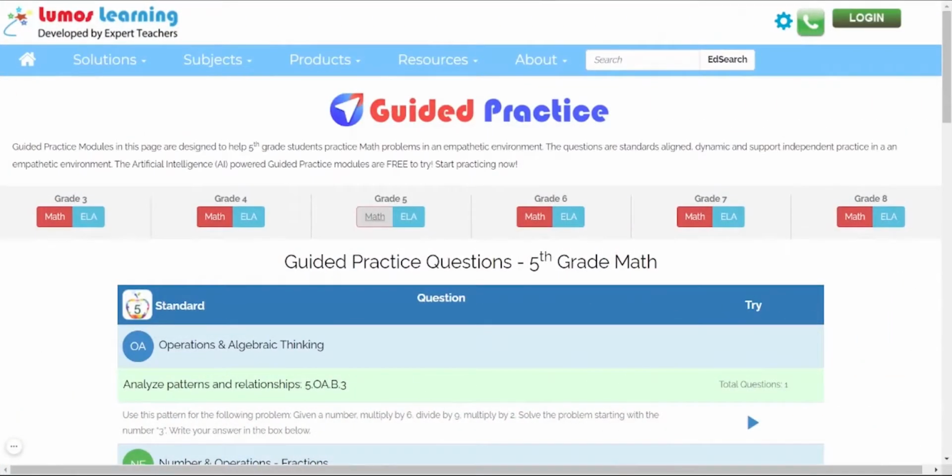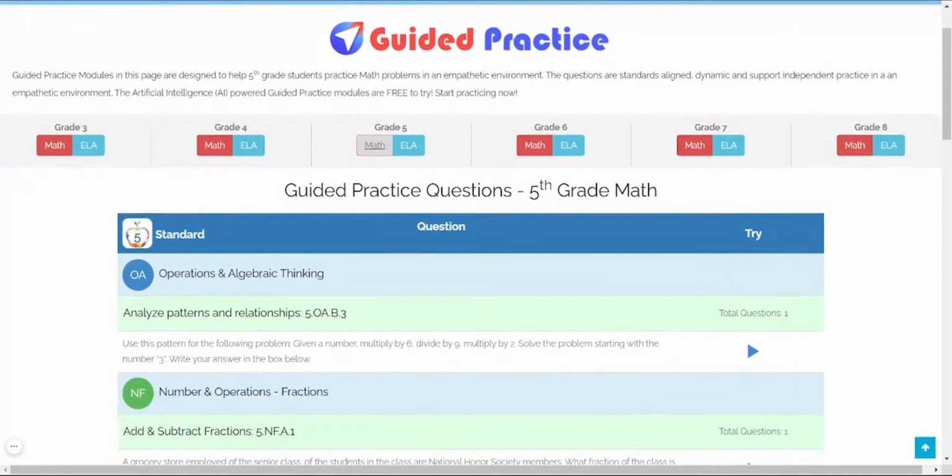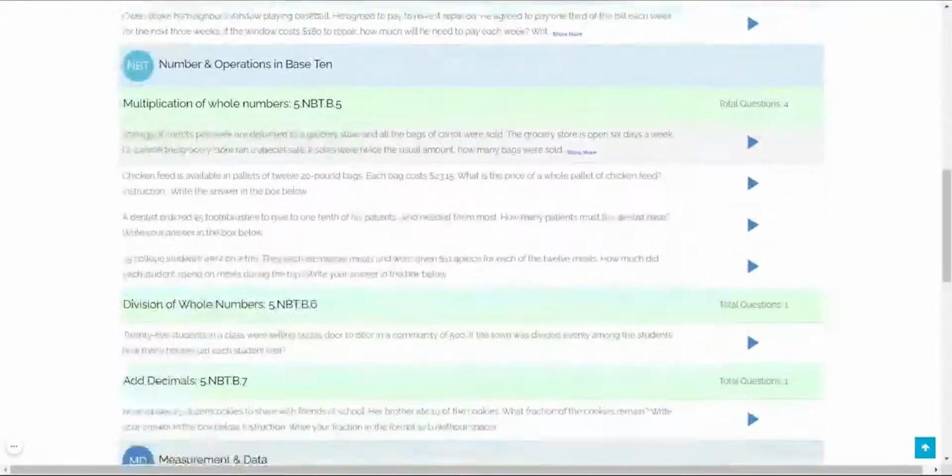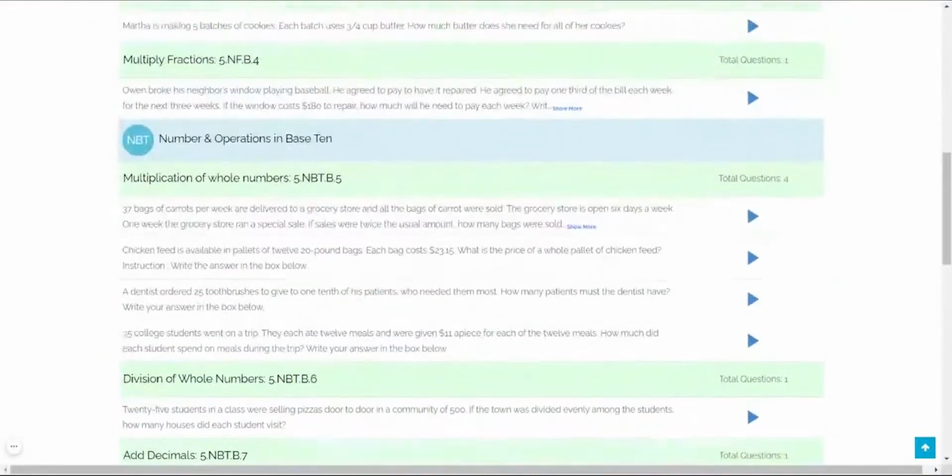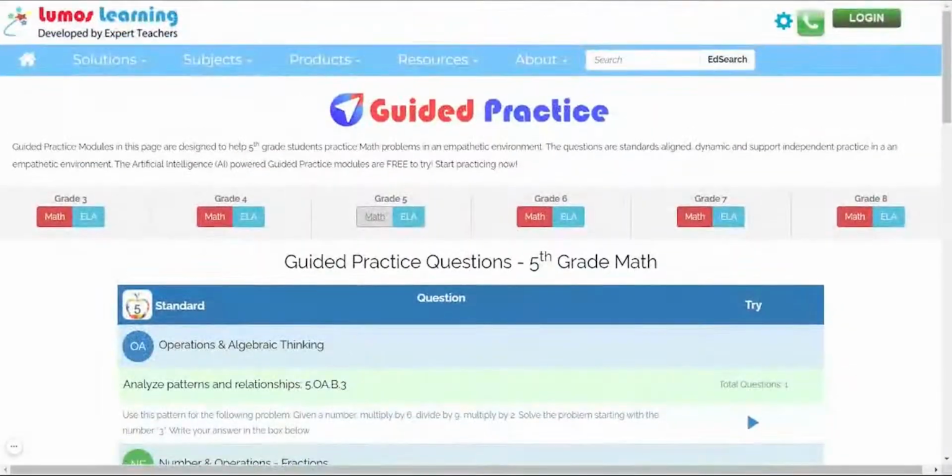Once you open up the free Guided Practice module on the Lumos Learning website, you'll need to select the grade and the subject for which you want to practice more questions. Here are the domains for grade 5 math. For today's demonstration though, I will be choosing the domain called Operation and Algebraic Thinking. All of the questions are standards aligned, dynamic, and support independent practice. Let's select this first question. Simply click on the play button here.